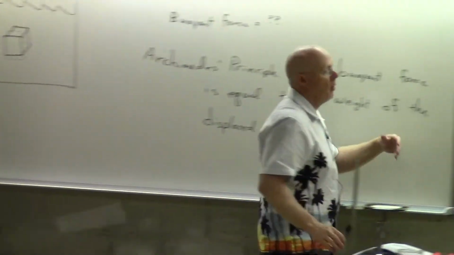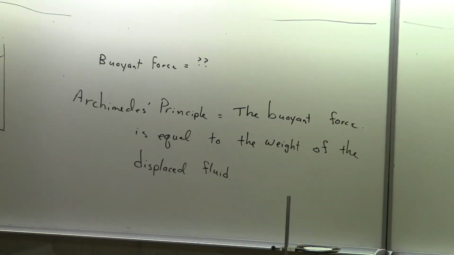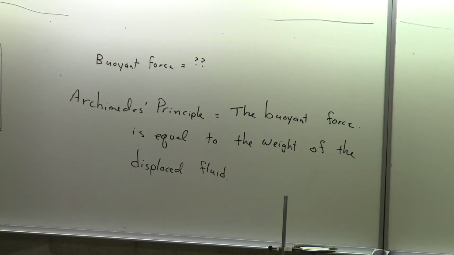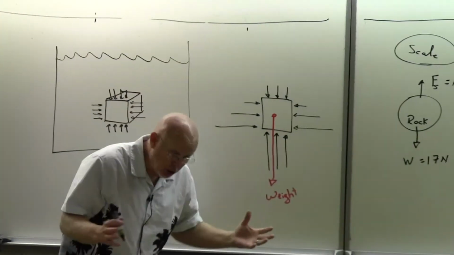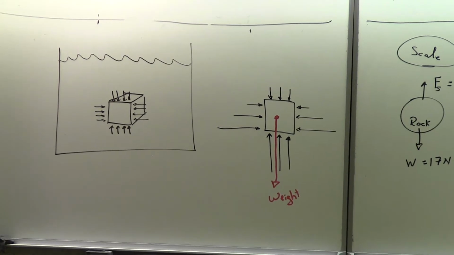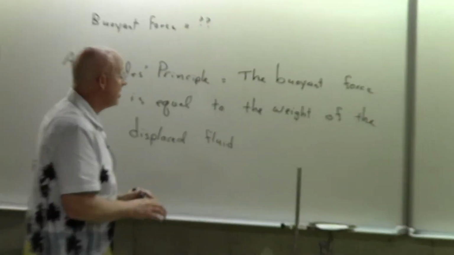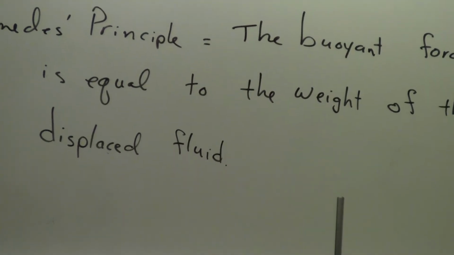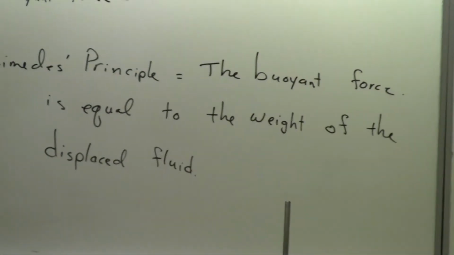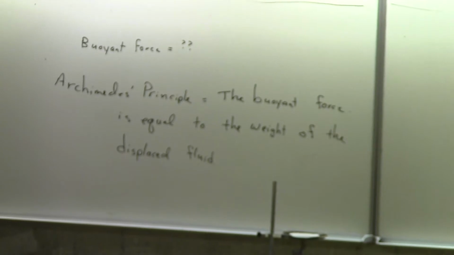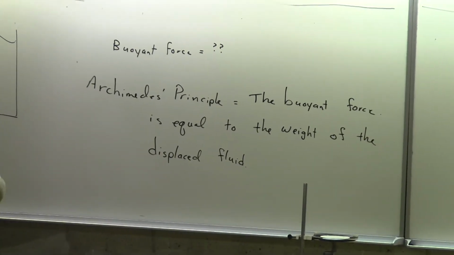And so I hope what you got out of this is, number one, why is there a buoyant force? And then number two, what is that buoyant force equal to? And so this is Archimedes' genius. The buoyant force is equal to the weight of the fluid displaced. Which then, of course, leads to whether something is going to sink or float.